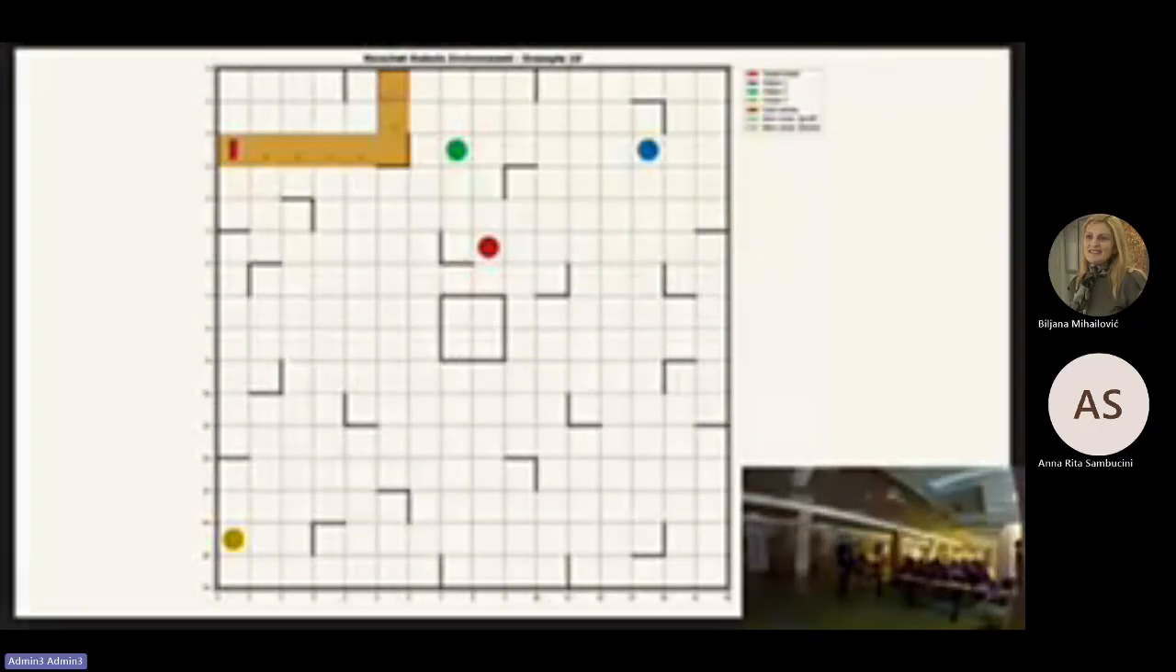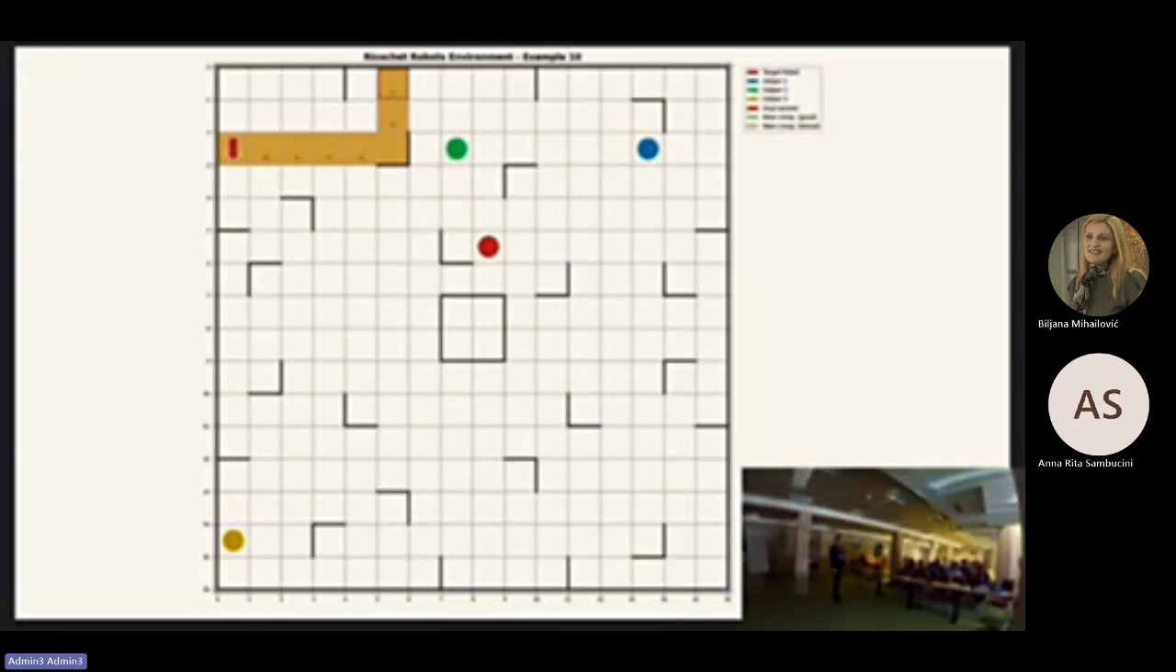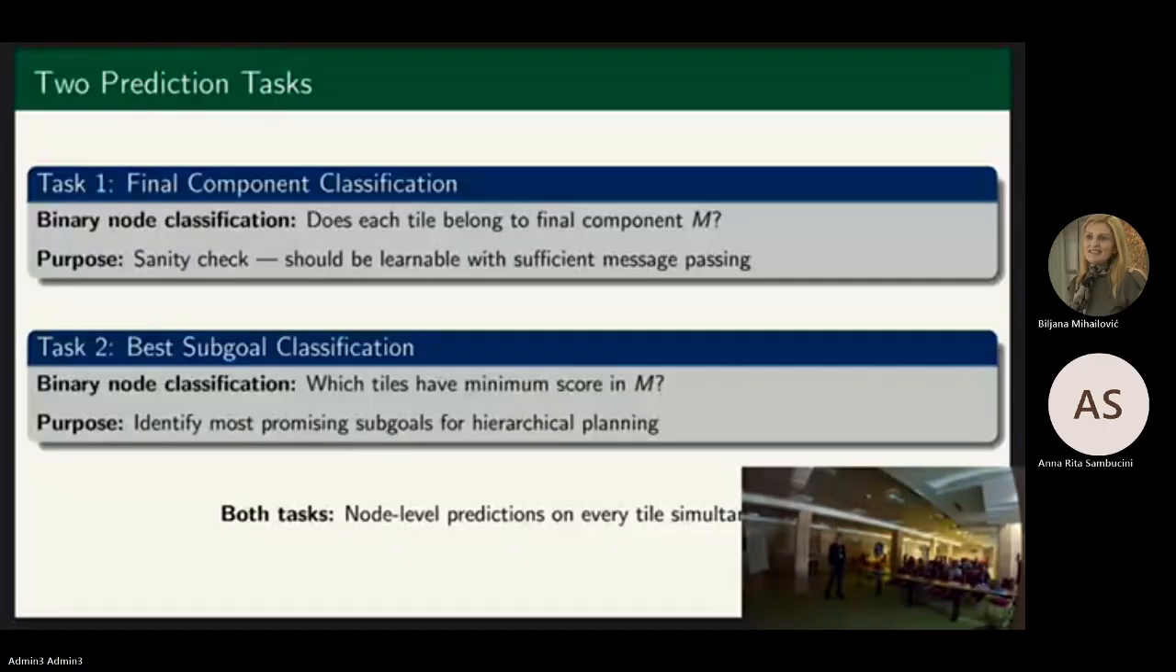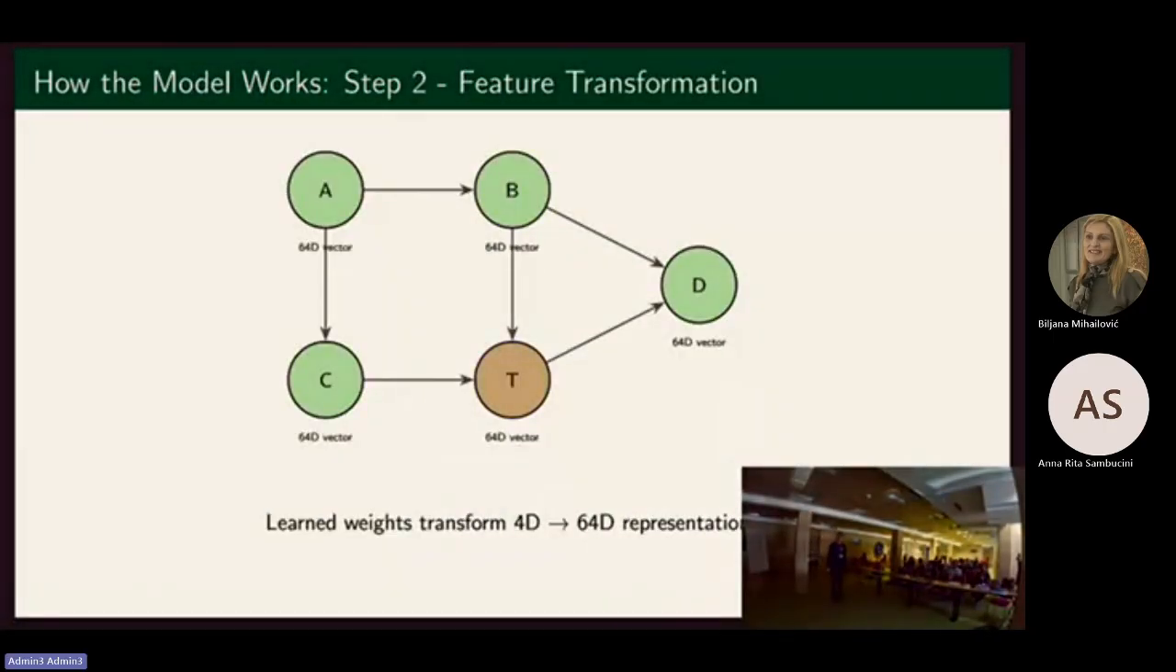Right. Then my second question is regarding this projection to higher dimensions of the vector from 4 to 64. Why? What's the reason? That's like a hyperparameter tuning. I know, but what's the purpose of going up? Why not stay at 4? So it's just what the model does.